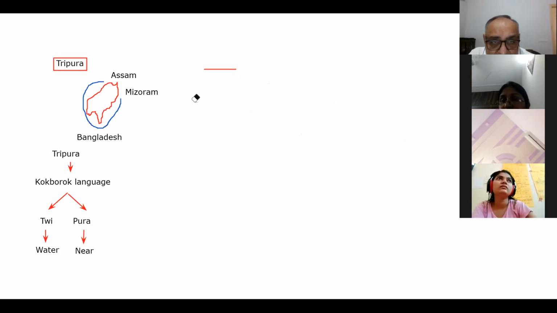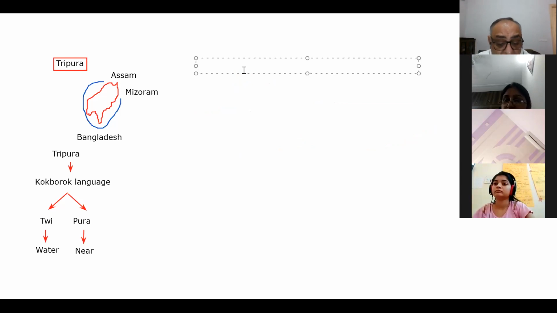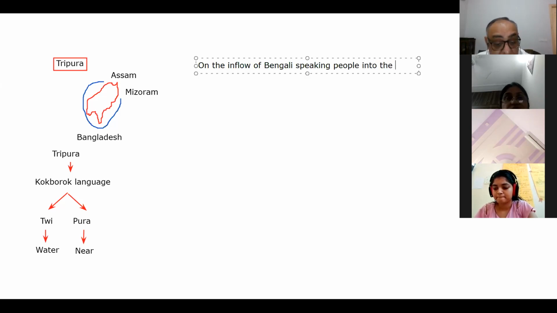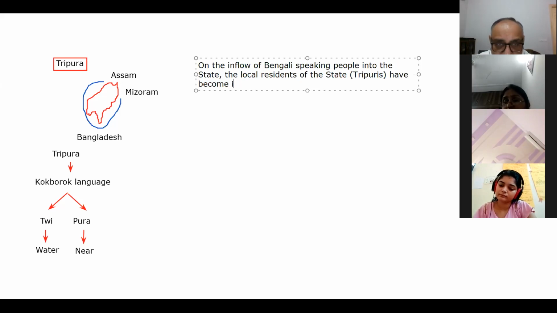बंगालीज आने से क्या हुआ बेटा कि the local people of Tripura who are called Tripuras, ठीक है, on the inflow of Bengali speaking people into the state, the local residents of the state, who are Tripuris, have become a minority, right.